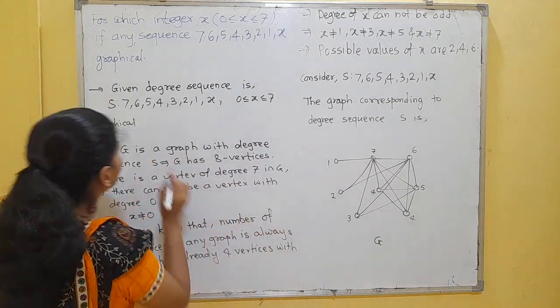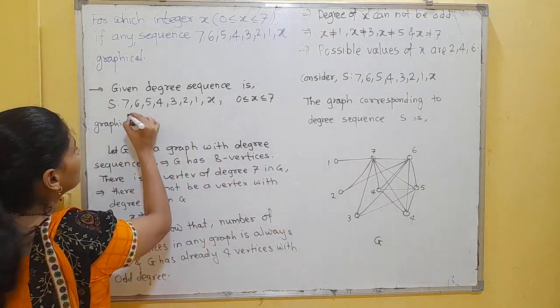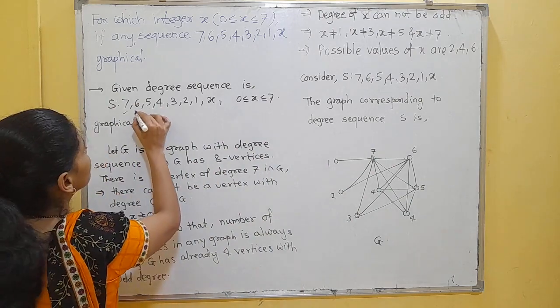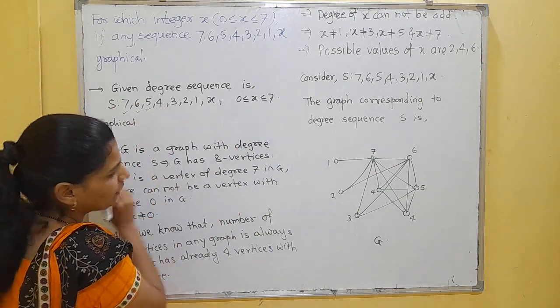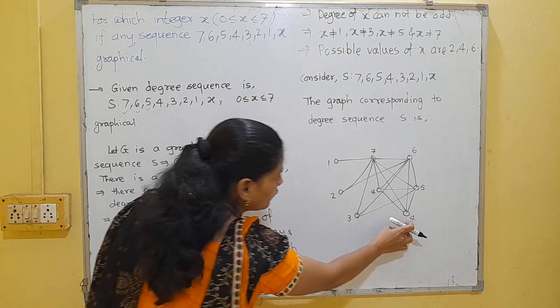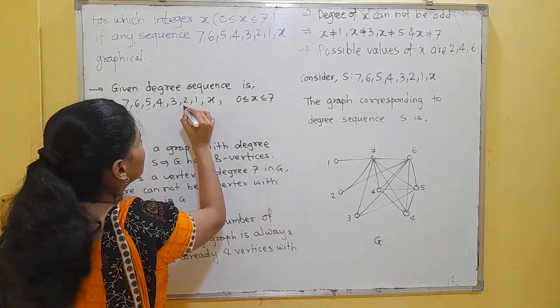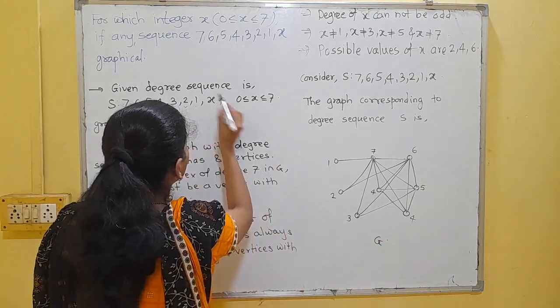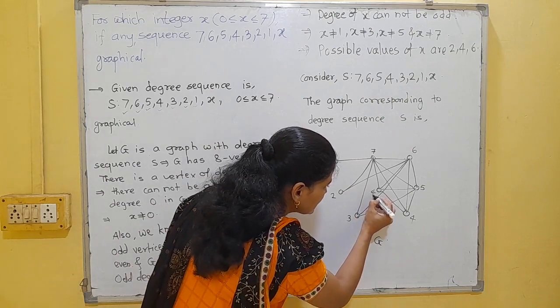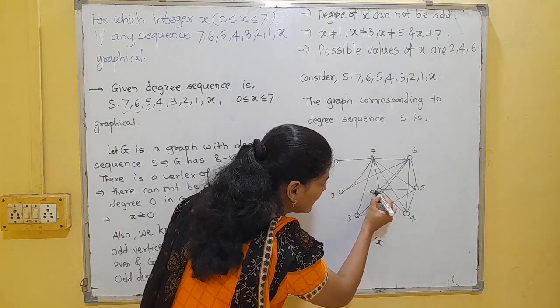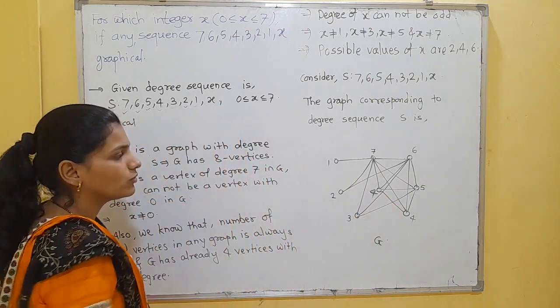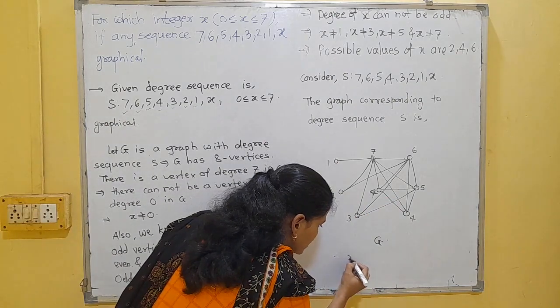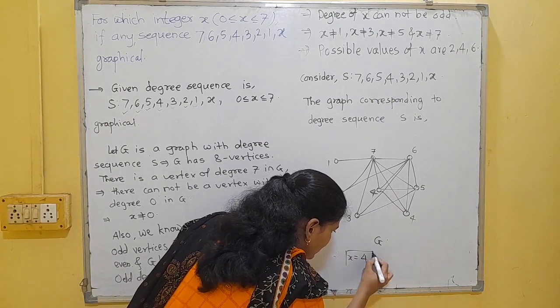So we have drawn a graph with one vertex of degree 7, one of degree 6, one of degree 5, one of degree 4, one of degree 3, one of degree 2 and one of degree 1. Plus this vertex has degree 4. That means our x should be 4. So therefore x equal to 4 is the right answer.